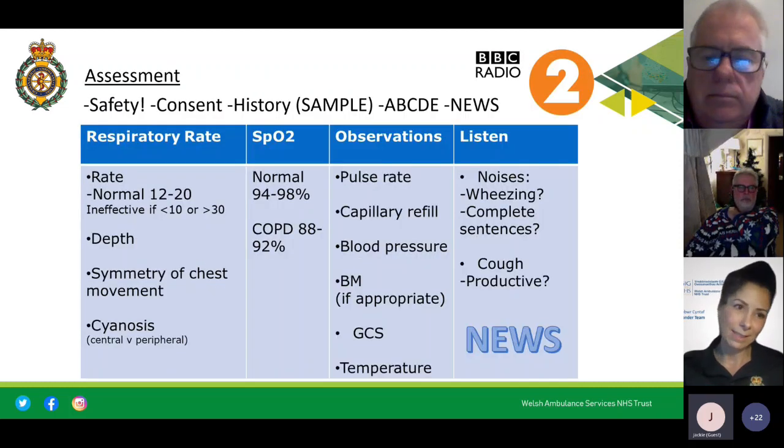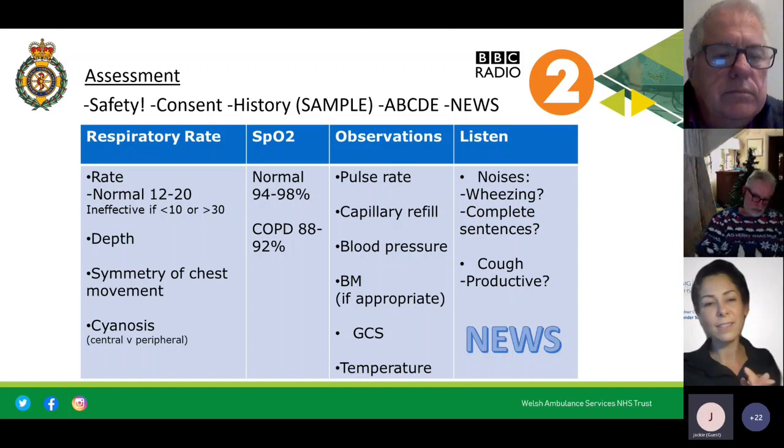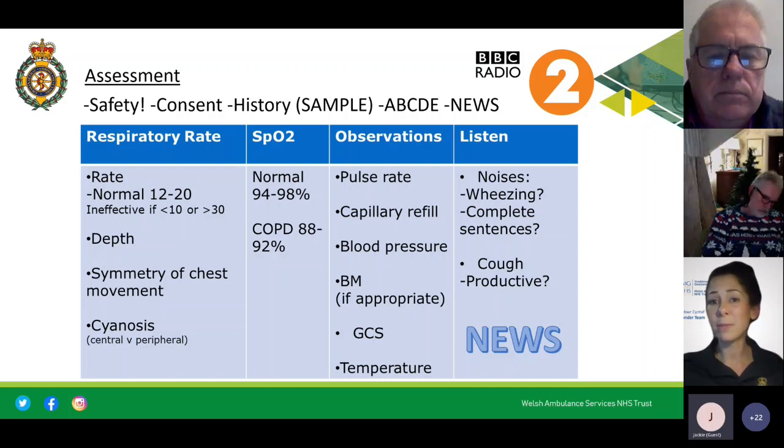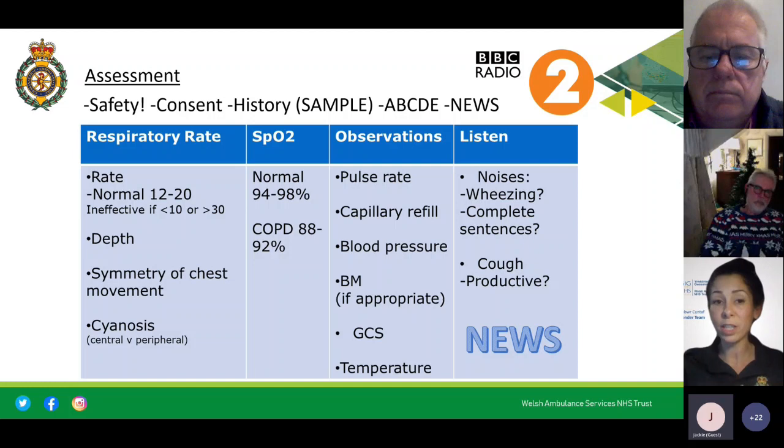Lovely, so assessment. So as always, we're always going to start with safety. Safety first, safety for yourself, for whoever you're with, for your patient and others on scene. So it's a dynamic risk assessment, so we're going to be keeping an eye on everything and continually assessing as we go. Of course, we're going to be thinking about consent. Now, this might be implied consent, such as you say, can I do your SATs, and they hold a finger out, thanks very much.